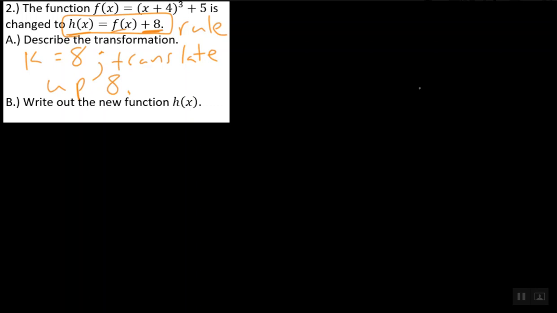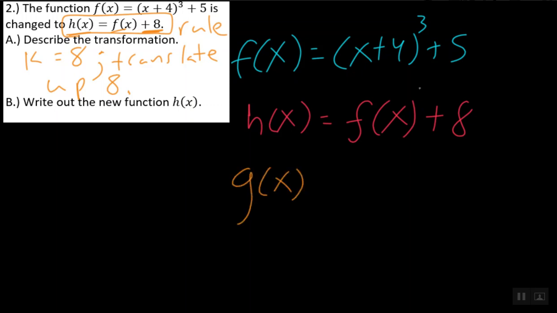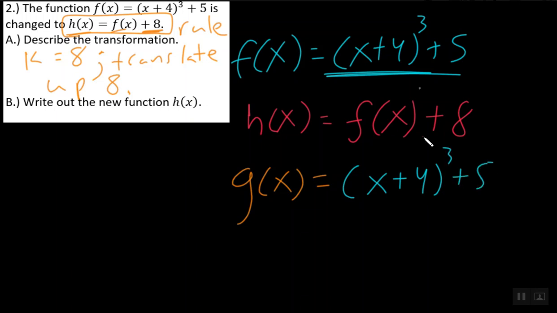Now, B says write out the new function of h of x. So let's write out our original function, f of x equals x plus 4 cubed plus 5. And here in red, I'll go ahead and write our rule, which is h of x is equal to f of x plus 8. Now, notice the new function is essentially going to be f of x, x plus 4 cubed plus 5. But here in our rule, the plus 8 is added outside of the parentheses. So I have to add the 8 outside of the parentheses as well.